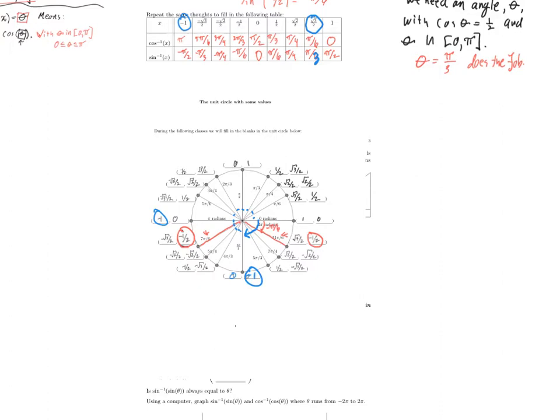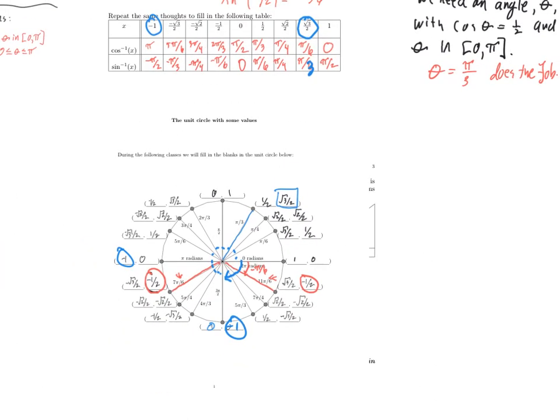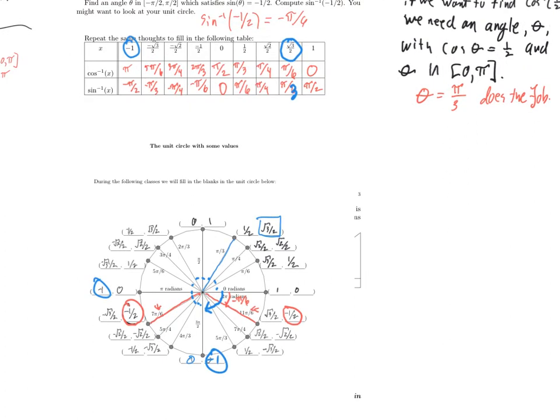Inverse sine of root 3 over 2. So I want sine to be equal to root 3 over 2. There is a place where sine is equal to root 3 over 2. It looks like I see an angle of pi over 3. Is that angle between negative pi over 2 and pi over 2? Is it a valid output for inverse sine? It is. So pi over 3 is inverse sine of root 3 over 2.